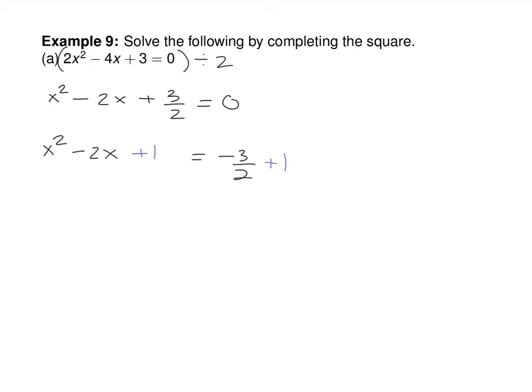All right, now does x squared minus 2x plus 1 factor? Yeah, that factors into x minus 1, the whole thing squared, right? Now on the right side, does it make sense that 1 is actually 2 over 2? So negative 3 halves plus 2 over 2 is? Negative 1 half. Great.